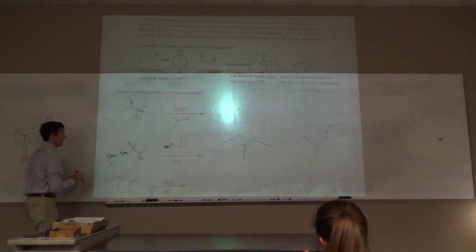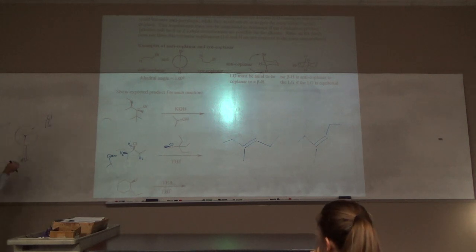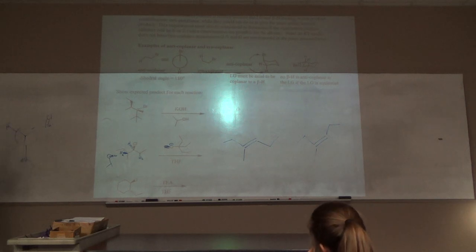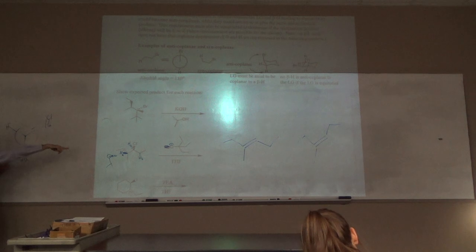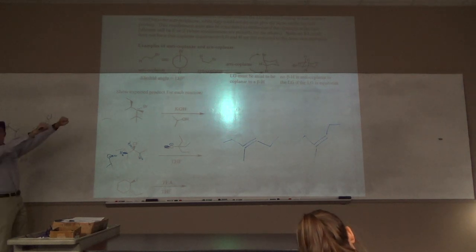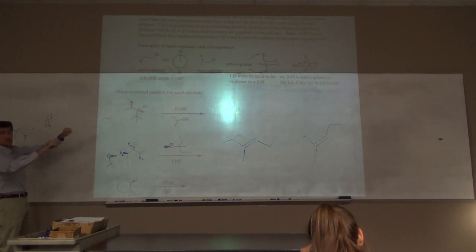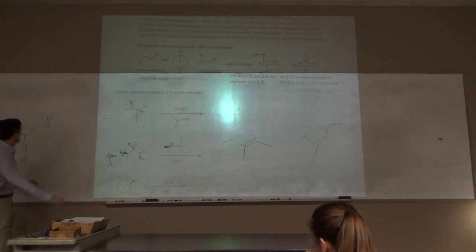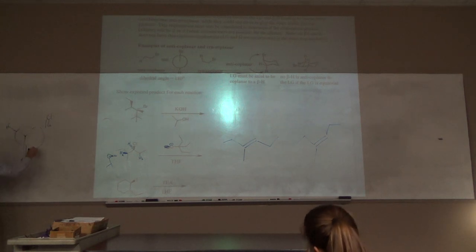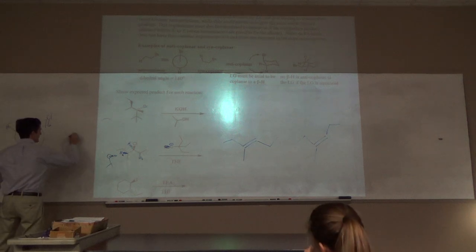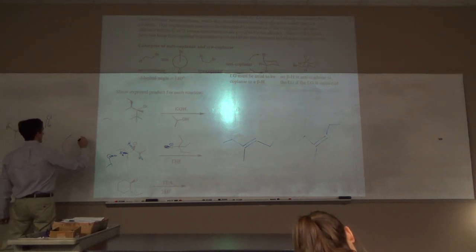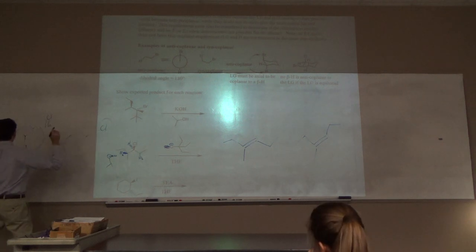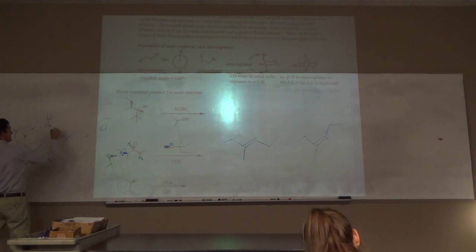No. That H is eclipsed, it's going back on the carbon, it's here. Okay, H-beta. Right there, the H and the chlorine are both like this. They're coplanar, there's a plane, but they're syn. We need something to move over like this and be anti-coplanar. Let's rotate the front. The chlorine is still here. The H is still here.